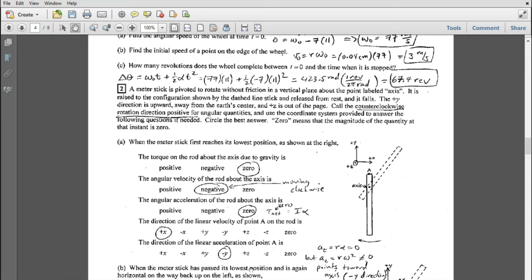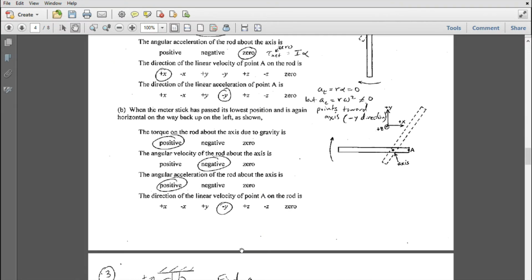That's what's shown there. The direction of the linear acceleration of point A, in this case, let's see. We already said alpha is 0 here, so the tangential acceleration, because A tangential is R alpha, the tangential component of the acceleration of A is 0, but the radial component of the acceleration is non-zero. It's going to be pointing towards the center of rotation, so that's down for A. Down is in the minus y direction, so the total acceleration, since the tangential is 0, we only need the radial acceleration component, and that's in the minus y direction.